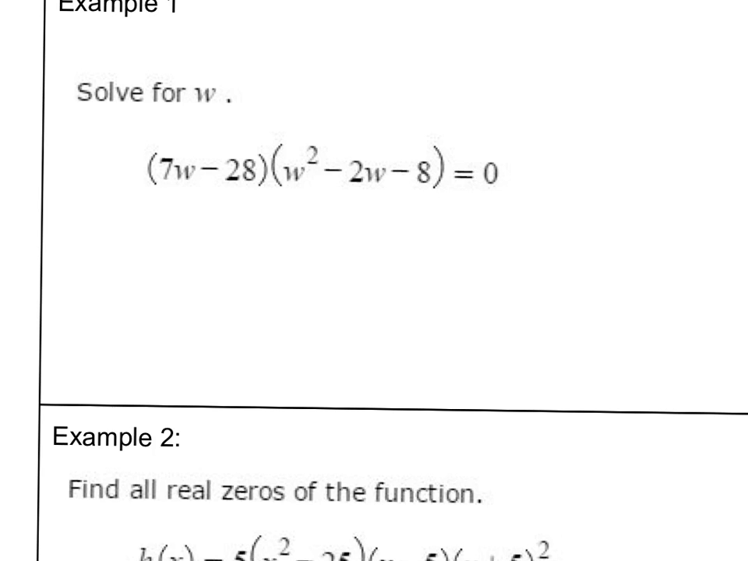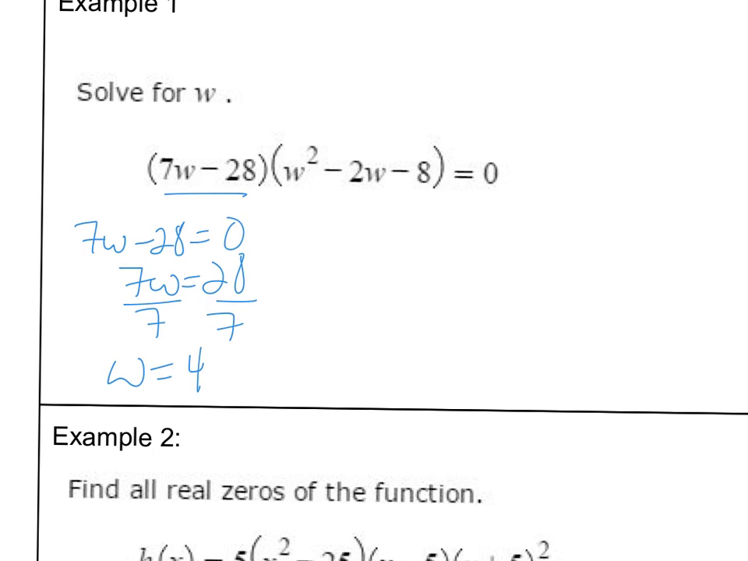And so we might do something like start this off by saying what makes 7w minus 28 equal 0. And you could use some pretty basic algebra to figure out that the answer there is going to be equal to 4. And then we have to figure out what makes this equal 0. So this is where work from earlier in the semester comes into play. My first plan of attack is going to be to try to factor this, but if that doesn't work, I can always bust out the old quadratic equation.